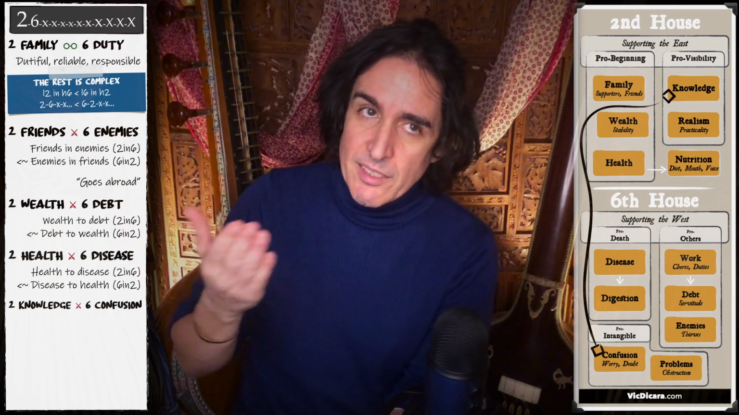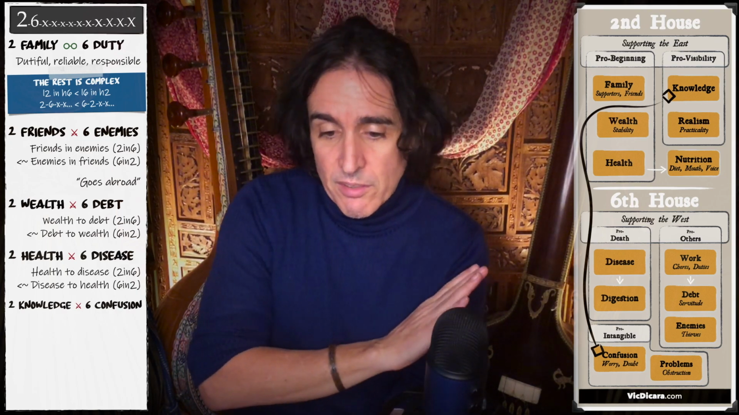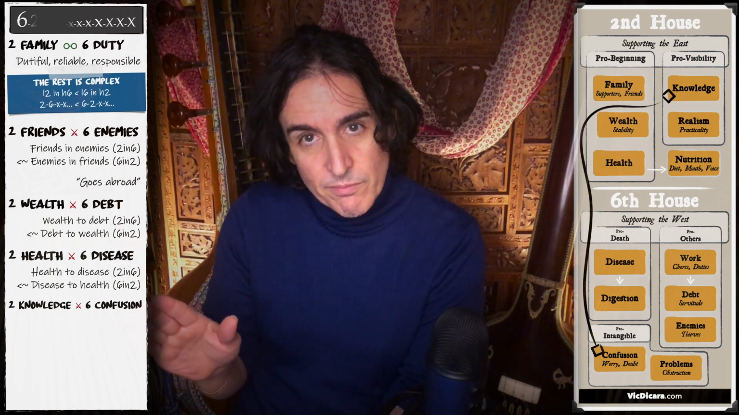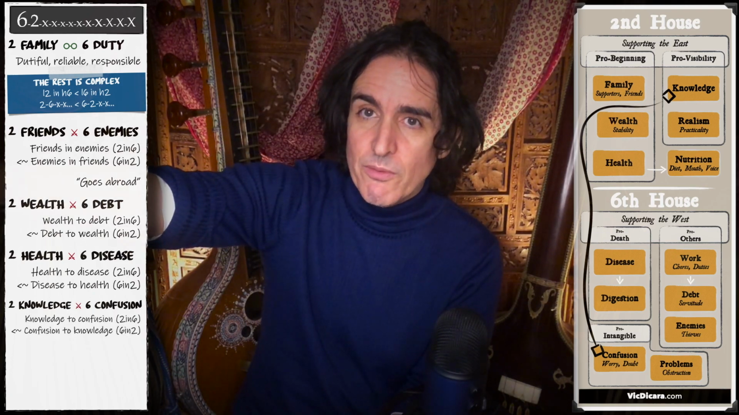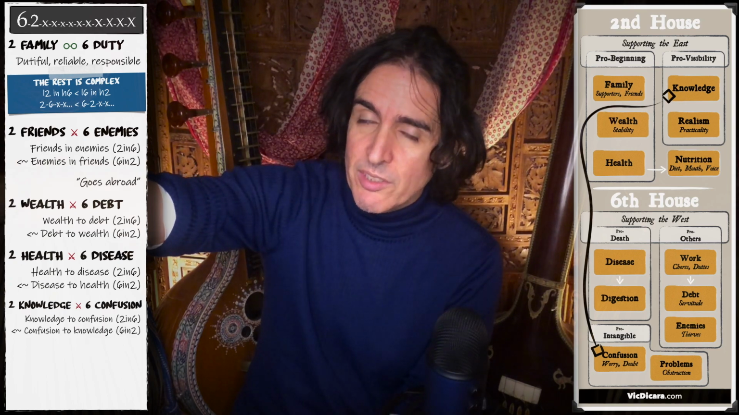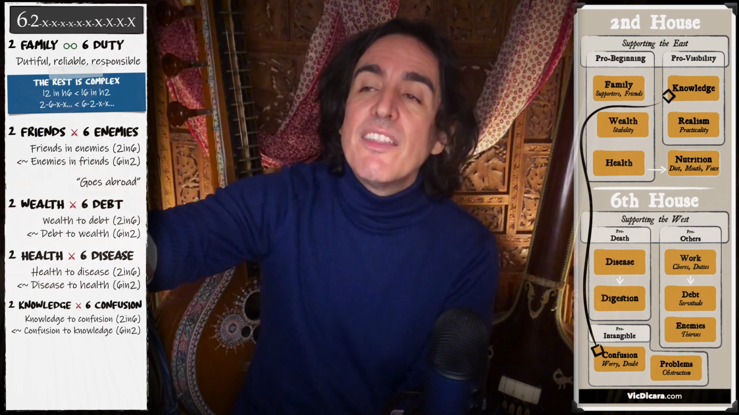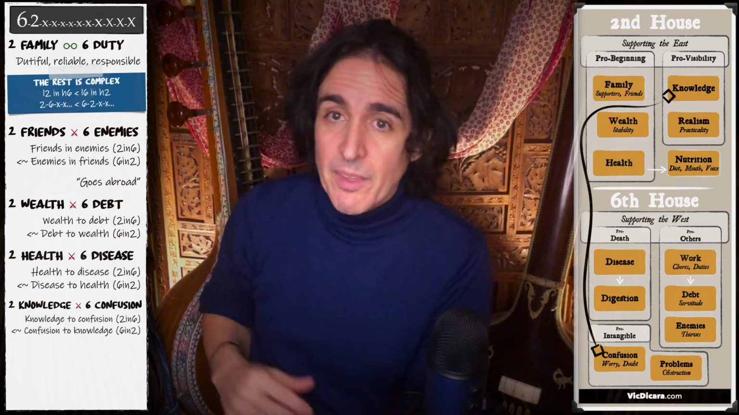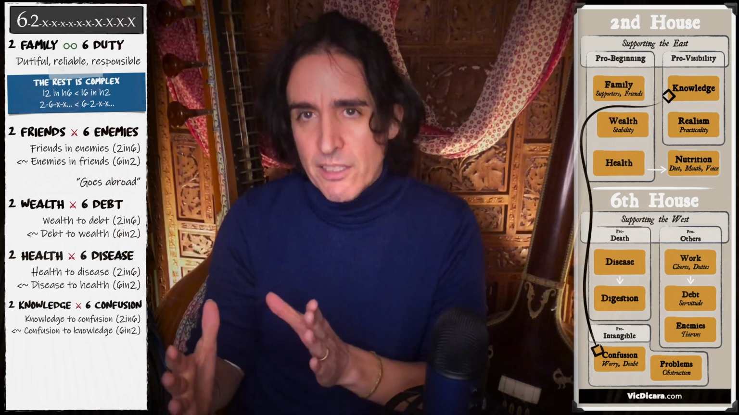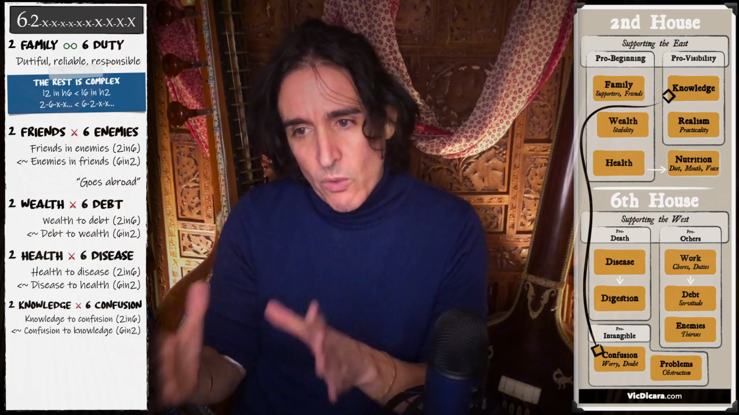But the last thing is that the second house signifies knowledge and the sixth house signifies confusion. If you have the second lord going to the sixth house, then the knowledge is going to confusion. It's becoming confused. But if you have the confusion lord, the sixth lord going to the second house, then your confusion is getting some knowledge. It's getting resolved. It's not literally that cut and dry. It's all dependent on context.